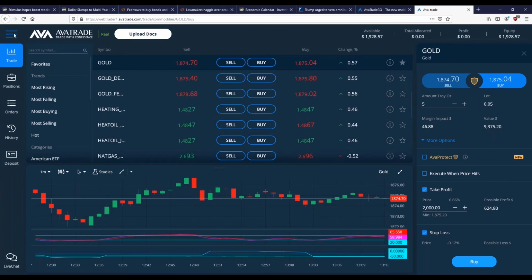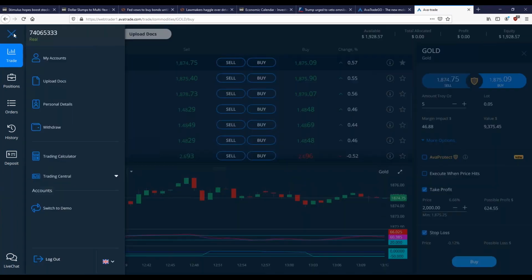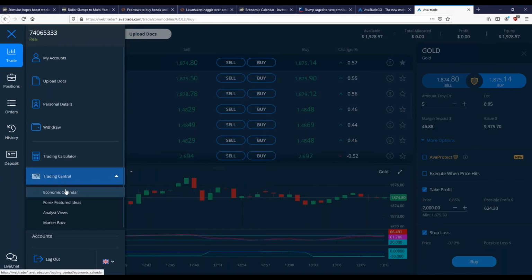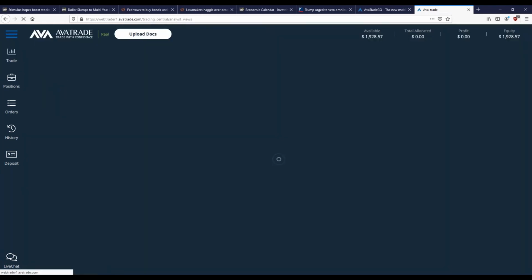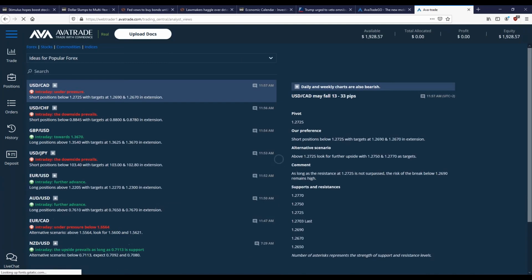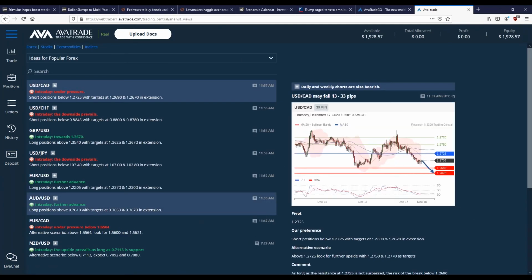Since this is a fundamental news webinar, you'd say, well, what good is the web trader for fundamental news? Let me show you. On all live accounts, Trading Central is activated completely for free. On demo accounts, you'll see the economic calendar, but only on the live accounts are the premium services there for free. You see Forex featured ideas, analyst views, market buzz. These are signals here. I'll show you the AvaProtect again here in a second.